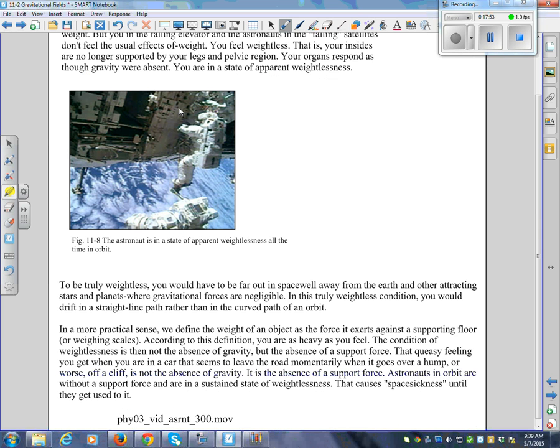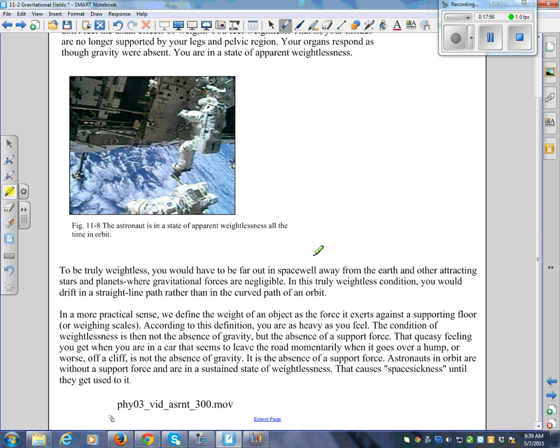To be truly weightless, you would have to be far out in space, away from the Earth and other attractive stars and planets where gravitational forces are negligible. Even way out there in Pluto's orbit, you're still being attracted to the sun. In this truly weightless condition, you would drift in a straight line path rather than a curved path. In a more practical sense, we define the weight of an object as the force it exerts against a supporting floor or weighing scales. According to this definition, you are as heavy as you feel. The condition of weightlessness, then, is not the absence of gravity, but it is the absence of a support force.